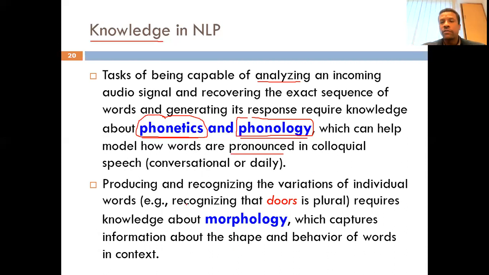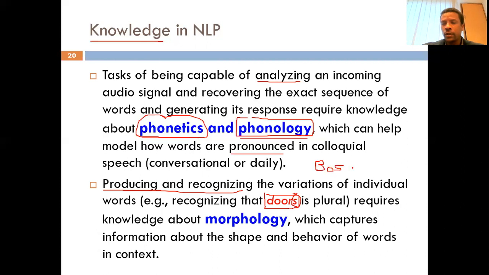The other level of language that we have is morphology. So morphology is concerned about the forms of the word. So producing and recognizing variations of individual words is what we call morphology. Morph means part. So morphology is concerned about parts of the word. For instance, if you are given this word, doors, you're going to say this is plural because it ends with S, right? But what if I give you the word boss?